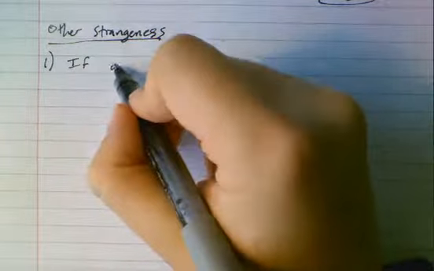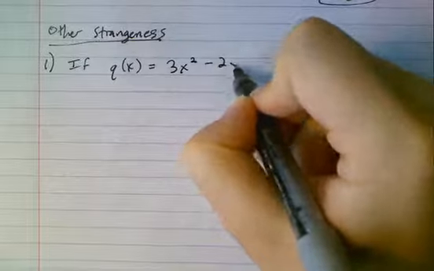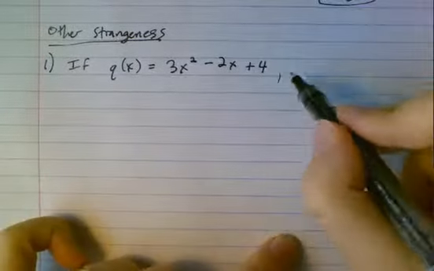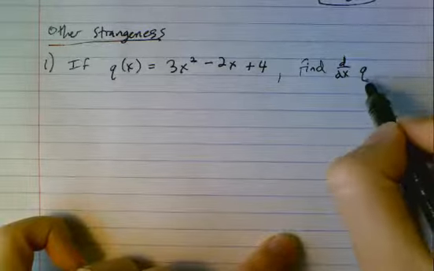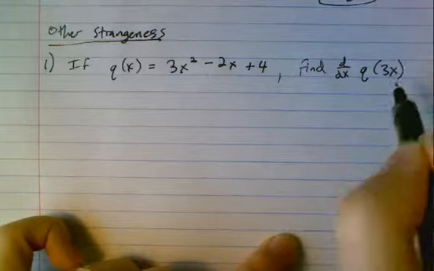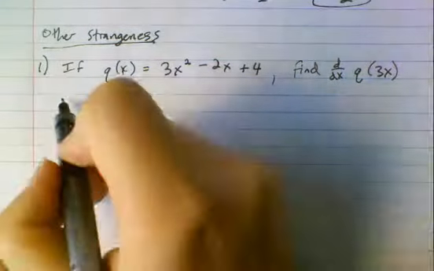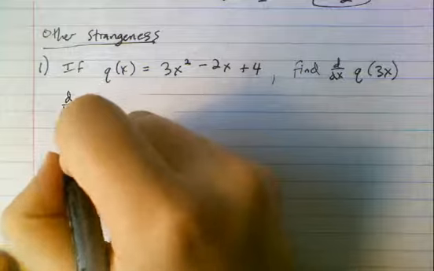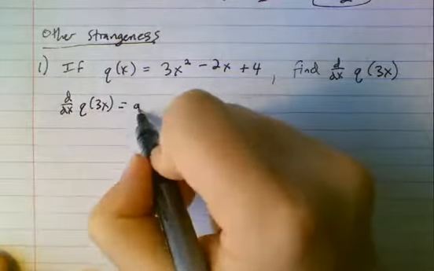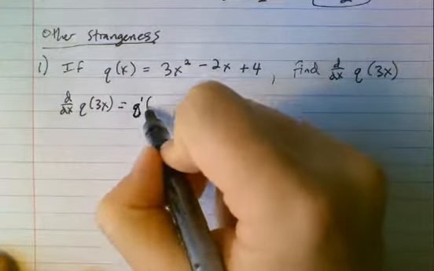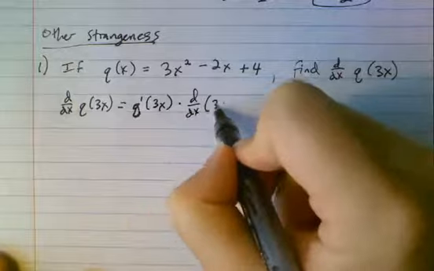Let's say we have a function q of x, and q of x equals 3x squared minus 2x plus 4. And we want to find the derivative of q of 3x. There are two ways to think about this. One is to just use the chain rule. So we're going to say that the derivative of q of 3x is just the derivative of the outside, that's a q prime, leave the inside untouched, times the derivative of what's inside.